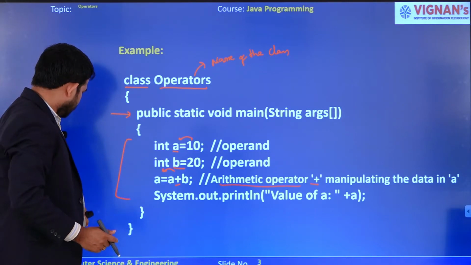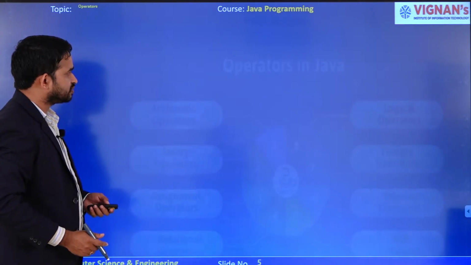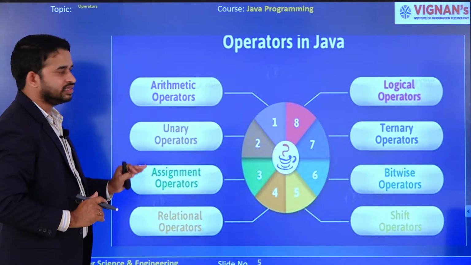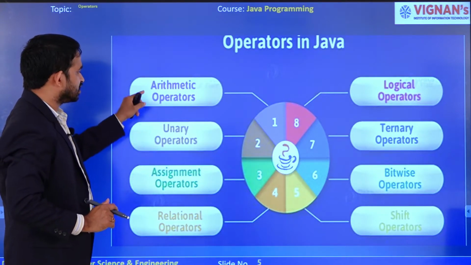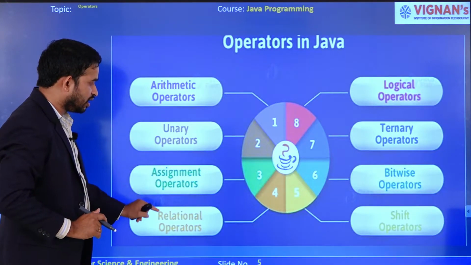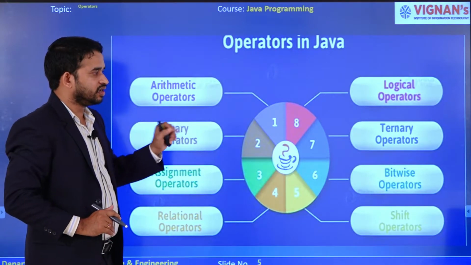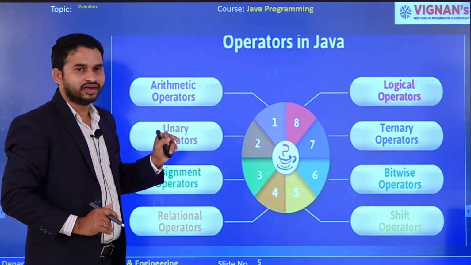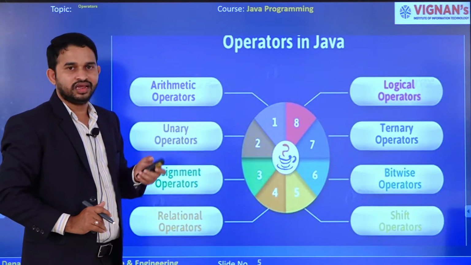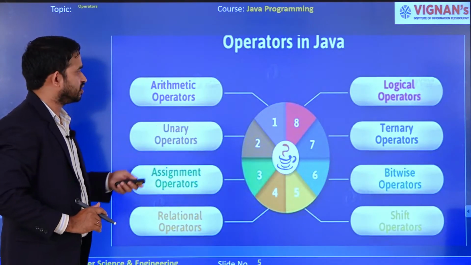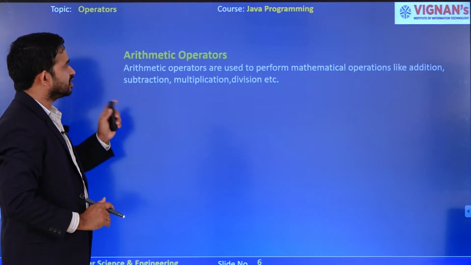Next we go to the different types of operators in Java. These are the different operators in Java: arithmetic operator, unary operator, assignment operator, relational operator, logical operator, ternary operator. The next one is bitwise operator, and the last one is shift operator. Let's see the operators one by one. So here we have 8 operators in Java. What is the first one? Arithmetic operator.